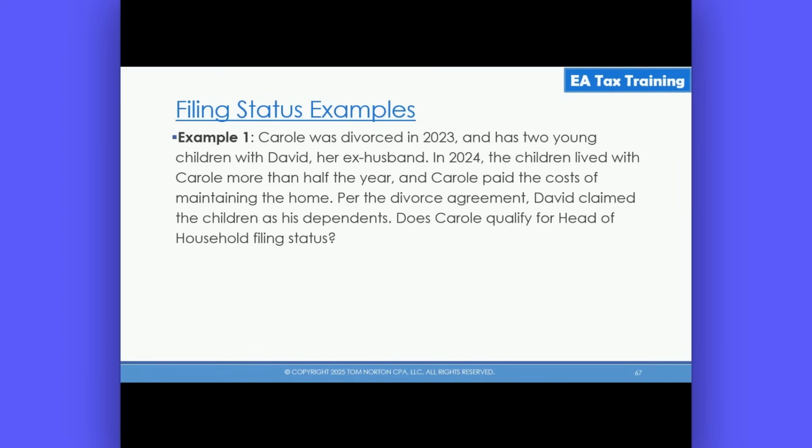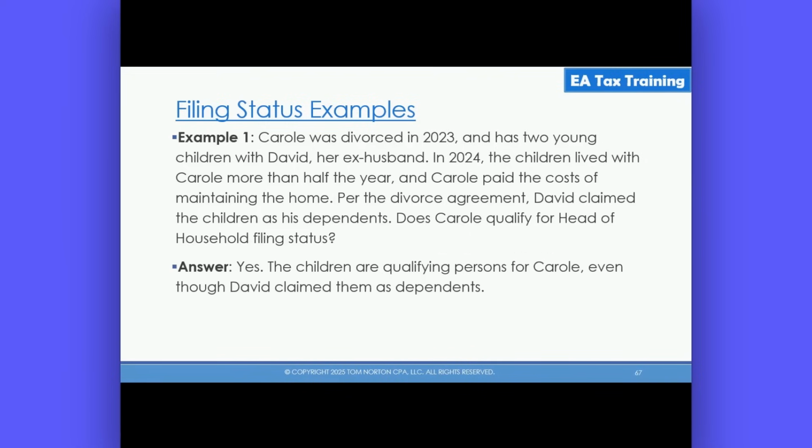Well, let's think about it. She was not married, so that's the first thing. She's unmarried. She did have qualifying children that lived with her for more than half the year, and she did pay the costs of maintaining the home, but she doesn't have the children as dependents. But remember, an unmarried child does not have to be a dependent in order to be a qualifying person for head of household status. So therefore, Carol does in fact qualify as head of household. The children are qualifying persons for Carol, even though David claimed them as dependents.